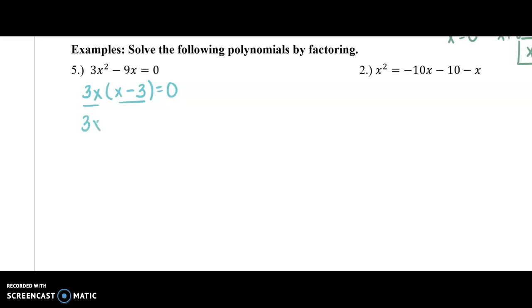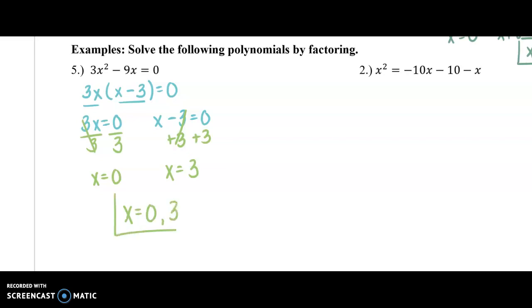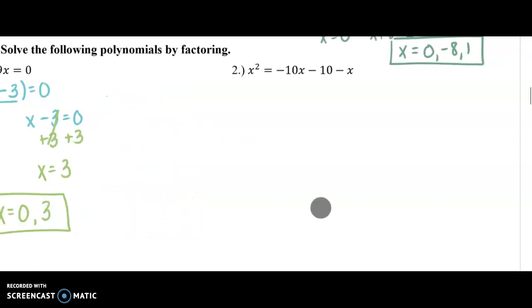So we're going to have 3x is equal to 0. X minus 3 is equal to 0. Divide both sides by 3. So x is equal to 0. Add 3 to both sides. So x is equal to 3. So my solution would be x is equal to 0 or 3. Okay? So just a little bit of extra work.